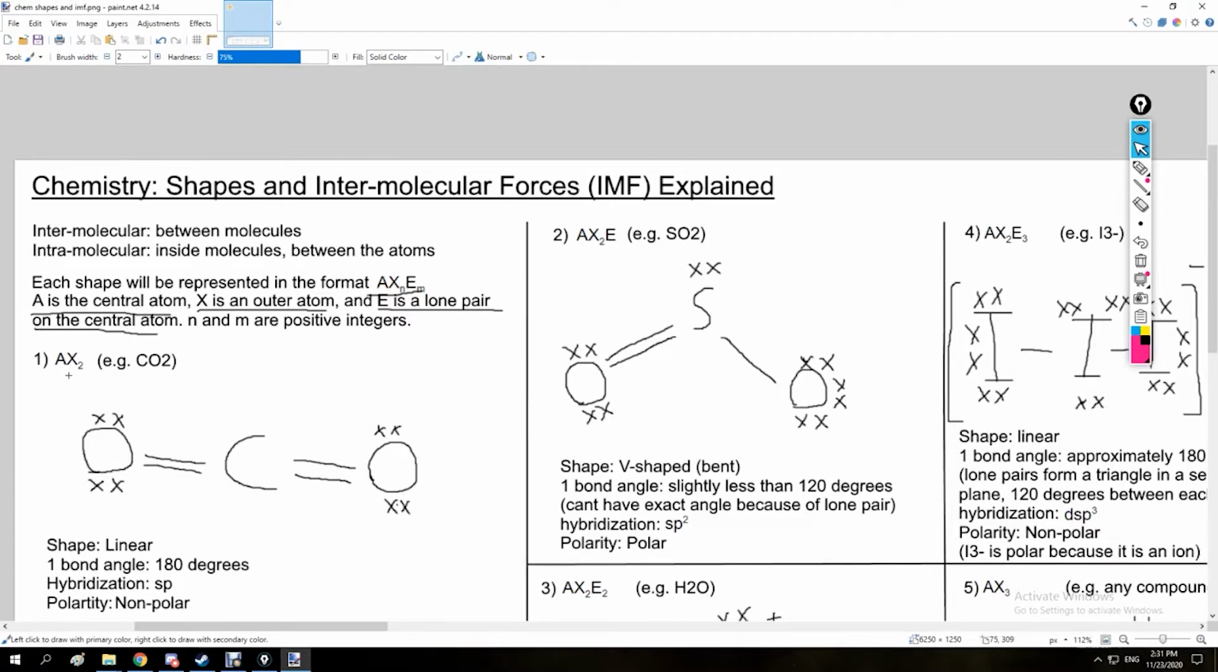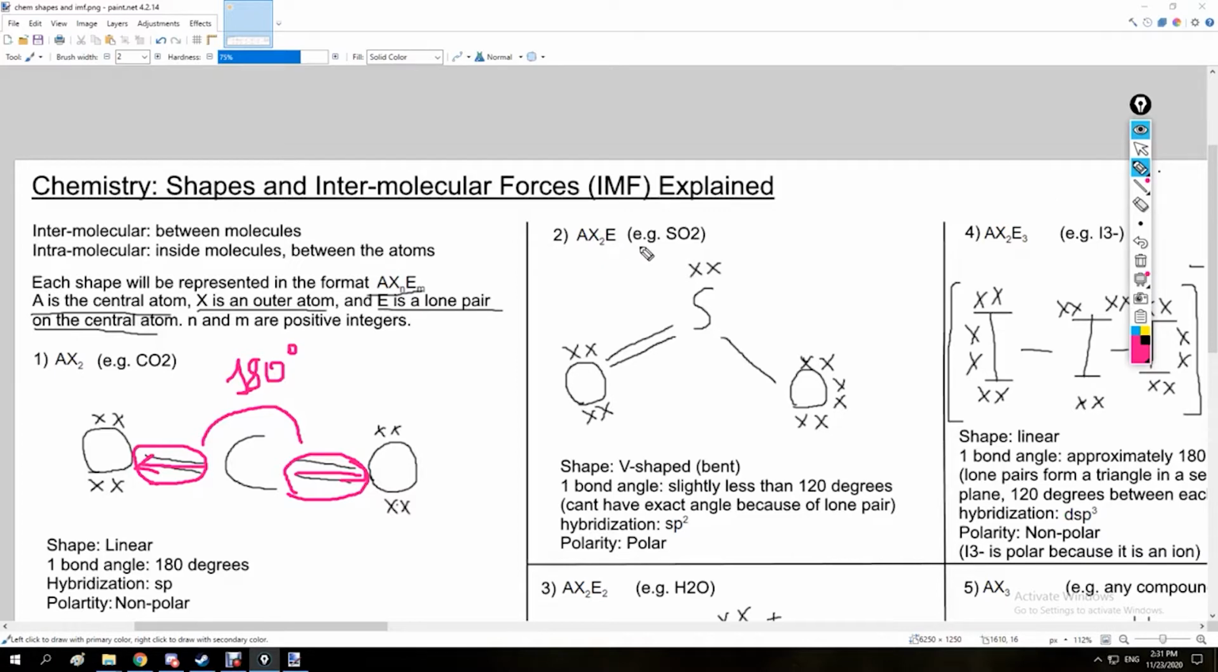So the first shape is AX2. You're going to need to know how to draw the Lewis structure to find out the shape. You can see that there are 0 lone pairs on the central atom, so the angle between these two bonds is going to be 180 degrees. So you have to know one bond angle for this shape, 180 degrees. Hybridization is sp. This depends on how many electron regions there are. Each bond is one region, each lone pair is one region. So 2 regions is going to be sp hybrid orbitals. The polarity is nonpolar because 2 equal opposite vectors are going to cancel out. The net dipole is going to be equal to 0, so it's nonpolar.